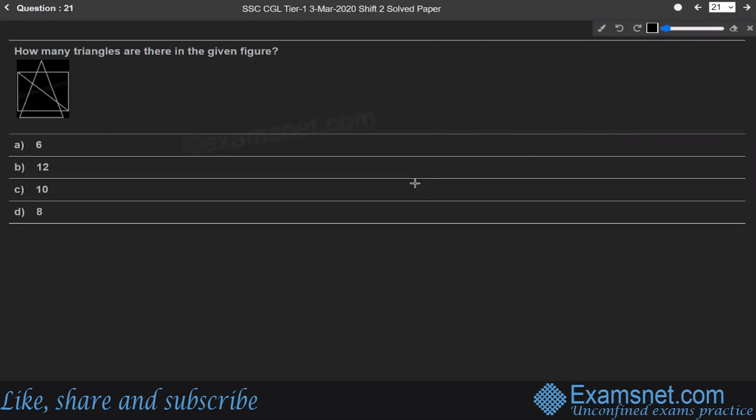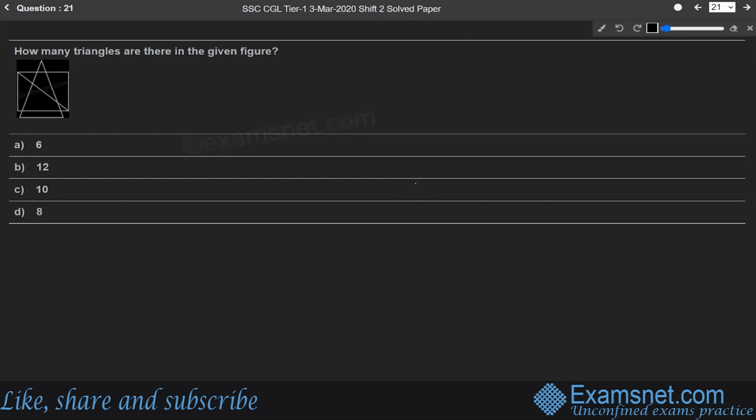Next question is, how many triangles are there in the given figure? You can see that a figure is given here and we have to identify the total number of triangles that are present in this given figure. So for that, we have to count each and every possibility of a triangle here. Okay, this question requires a lot of concentration. That is why listen very carefully.